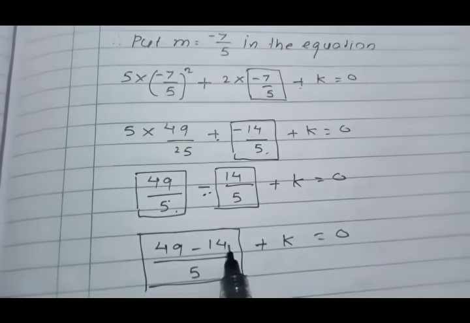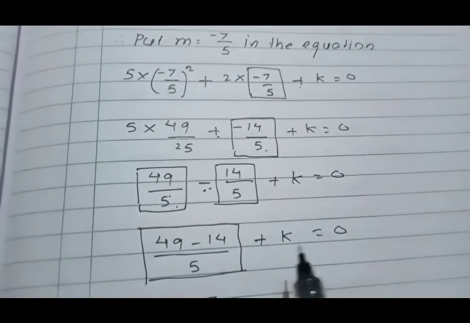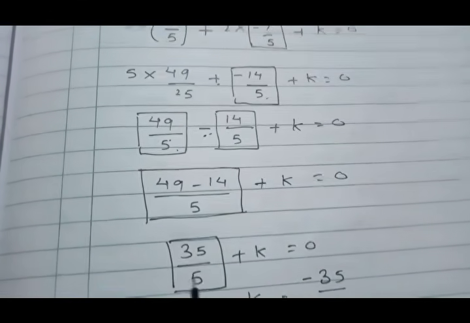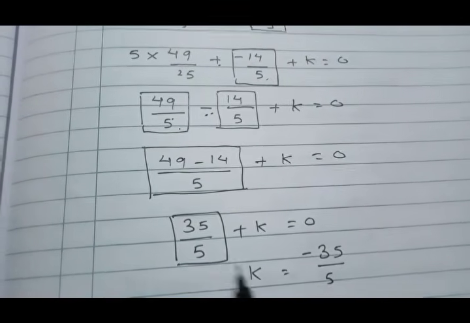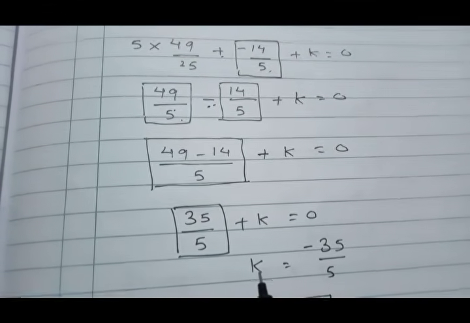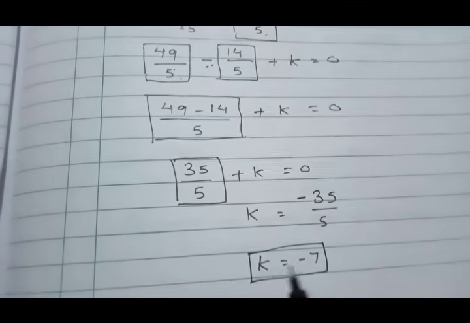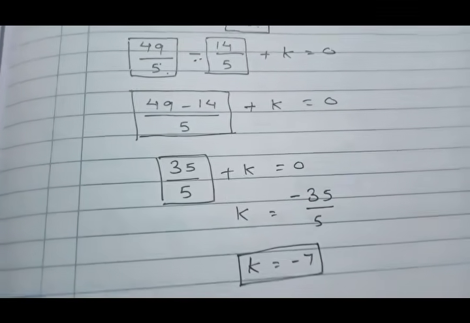So 49 minus 14 upon 5 plus k equal to 0. Subtract: 35 upon 5 plus k equal to 0. 5 sevens are 35. So k equal to minus 7.